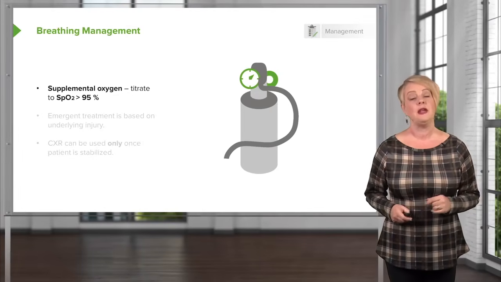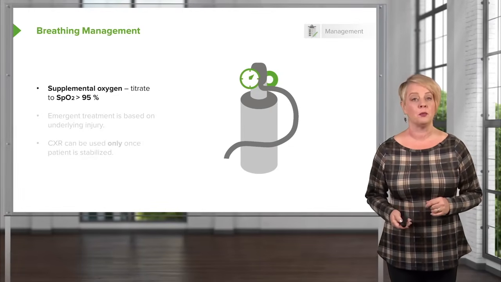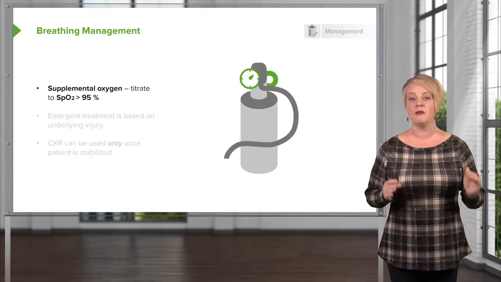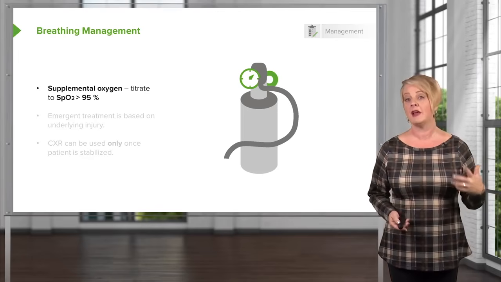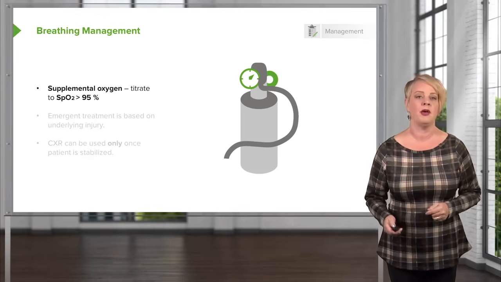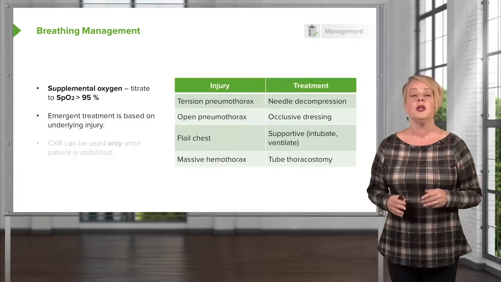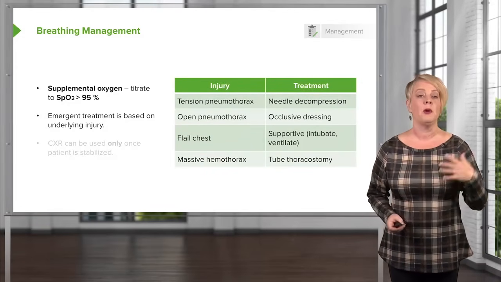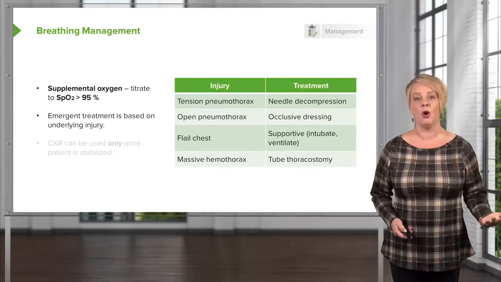Whenever you suspect that a patient has compromise of their breathing, we always want to initiate supplemental oxygen. You should give them whatever flow they need to keep their oxygen saturation normal, which is typically going to be above 95% for somebody with healthy lungs. You also want to initiate emergency treatment for any patient in whom you identify a life-threatening pulmonary injury.